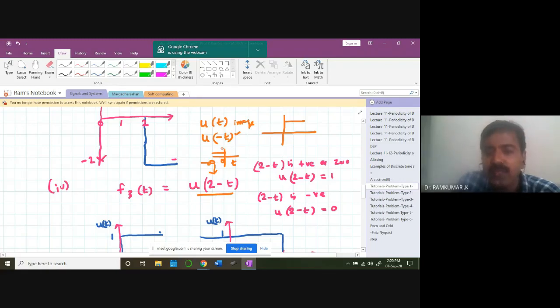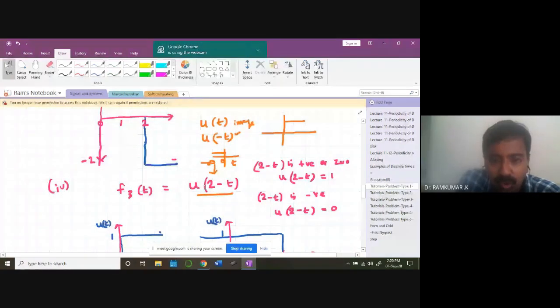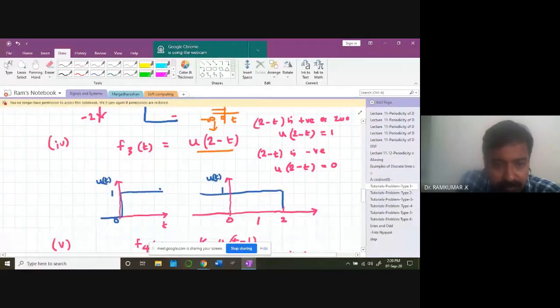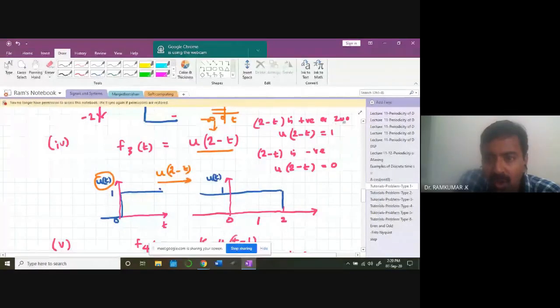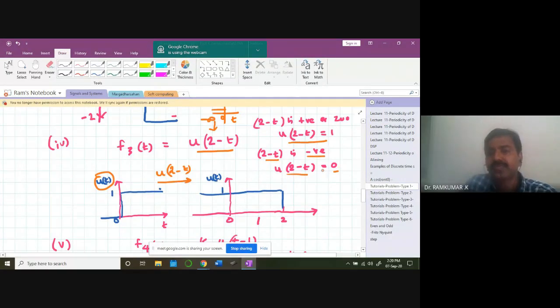When you take this kind of signal, think carefully. This is u of minus t, and this is u of t. Now I am going to convert it into u of 2 minus t. Easily you can understand that if 2 minus t is positive or 0, then u of 2 minus t is equal to 1. If 2 minus t is negative, then u of 2 minus t is equal to 0. You will understand this clearly.